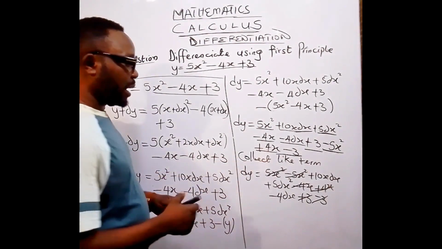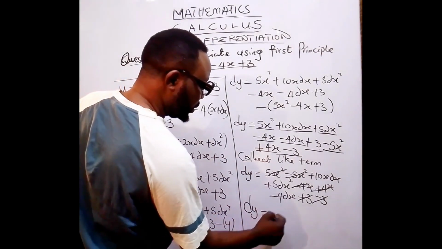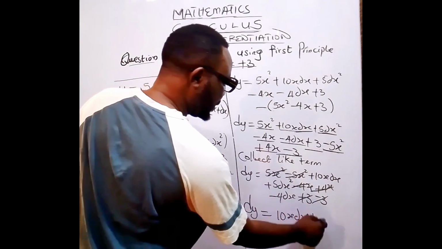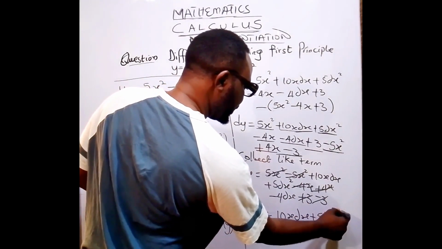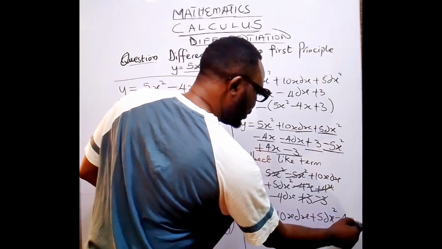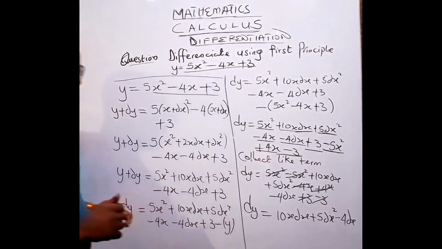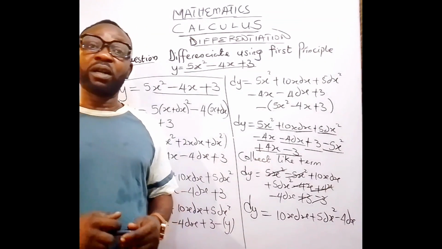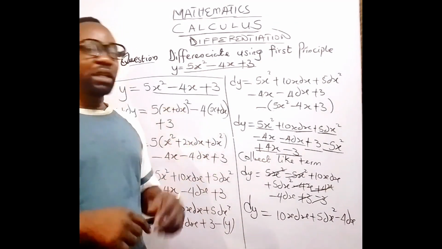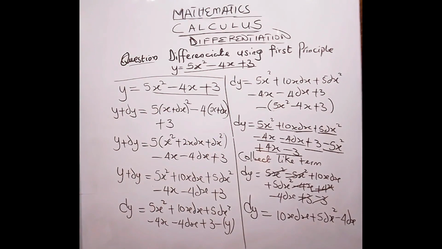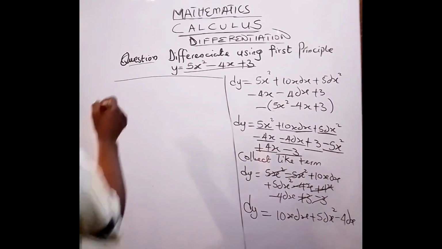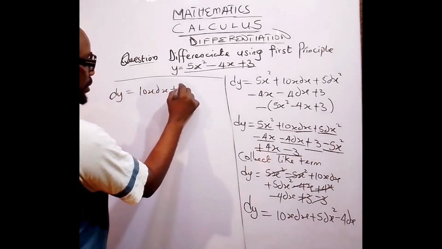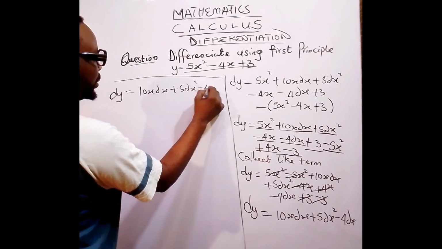So in that regard now, I'm having behind the y will now be equal to 10x dx plus 5 dx squared minus 4 dx. That is the value I'm having for the y right now. But don't forget, I'm interested in finding the value of dy/dx. So let's look at the next step we're going to take now to get dy/dx. Okay, now the y has been gotten to be equal to 10x dx plus 5 dx squared minus 4 dx.